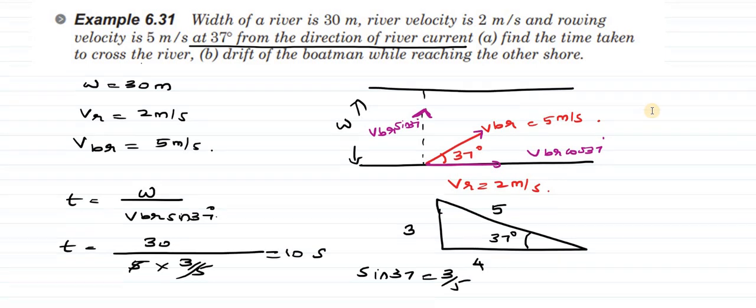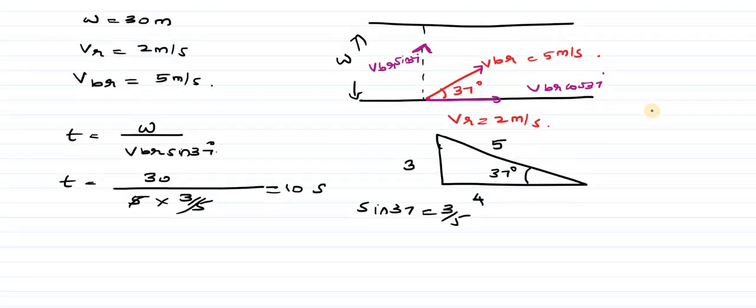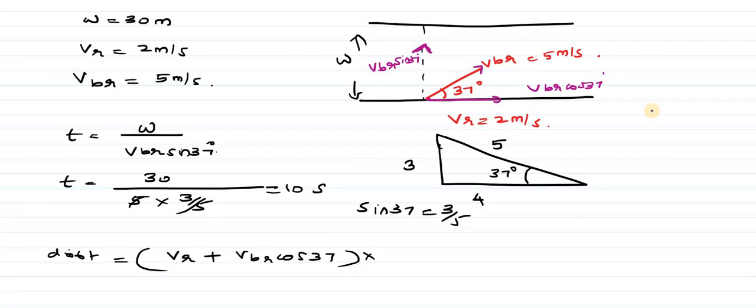Next question is what? Drift of the boatman while reaching the other shore. Drift is given by what? Drift is given by the horizontal component. So, velocity along the horizontal component, what it is? VR is there and VBR is also along in this direction. VBR cos 37. Into what? Here it is time taken, right? Time taken is 10 seconds they have given. So, time is 10. What is VR? They have given 2 plus what is VBR? VBR is 5 into cos 37. Cos 37 is 4 by 5 into 10. Correct? So, 5 cancels. This is 6 into 10, 60 meter.